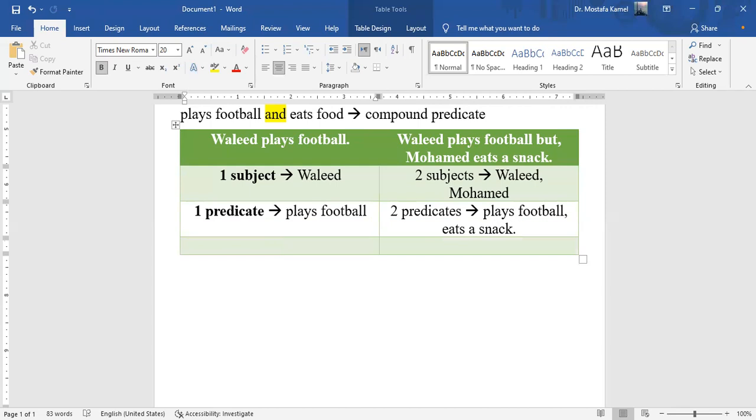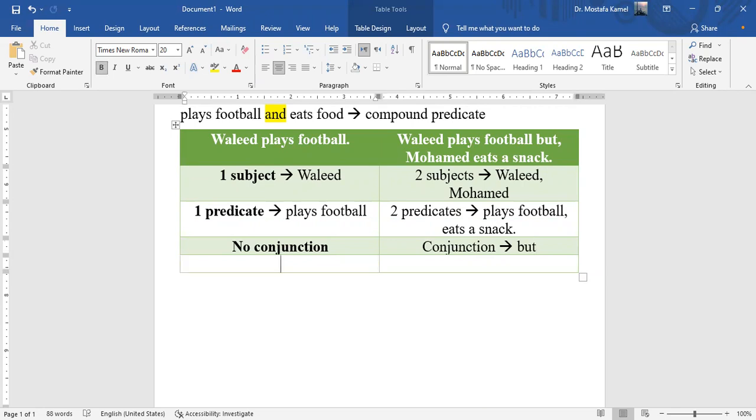Here, Walid, do we have a conjunction? No. Okay. Muhammad, here, do we have a conjunction? What is it? It's "but." Yes, very good. Amazing.